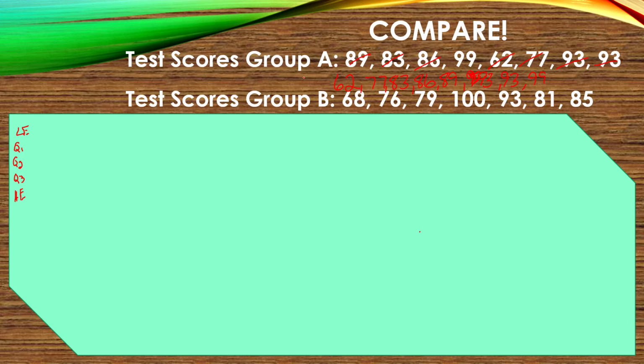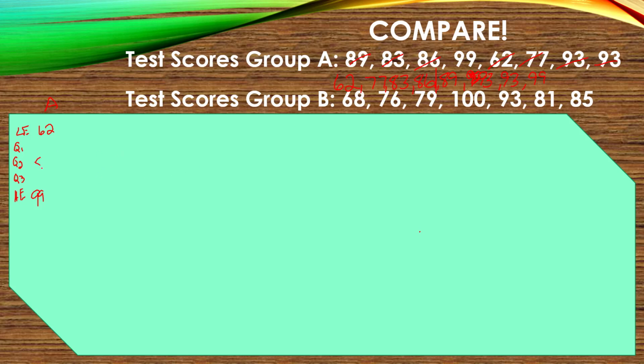So here our lowest extreme is 62 from group A. Our highest extreme is 99, and now we need to figure the ones in the middle. We said we have 8 numbers, so between the 4th and the 5th number is our median, 86 and 89. 86 plus 89 gives us 175, divided by 2 gives us 87.5.